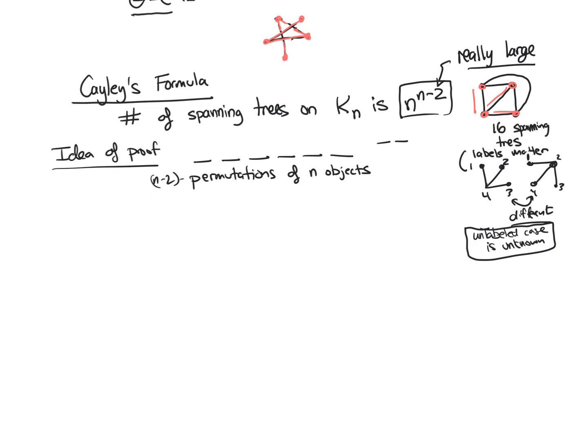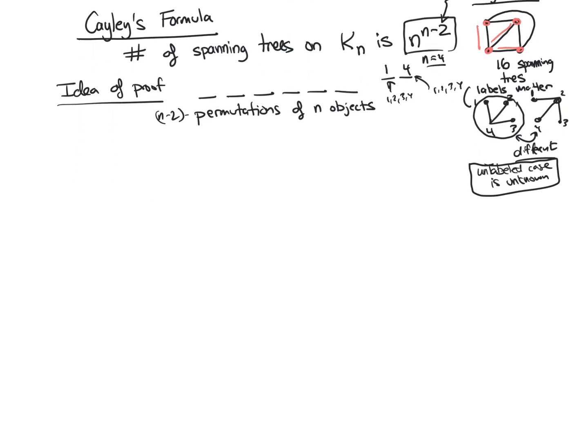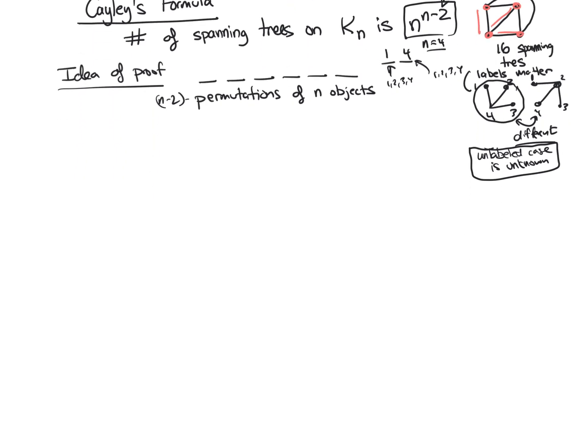Okay, so for the n equals 4 case, we want a way to associate to a spanning tree something like a sequence, which will look like two slots, where each can be anything in 1, 2, 3, 4. Let me give you an idea on how this bijection works.